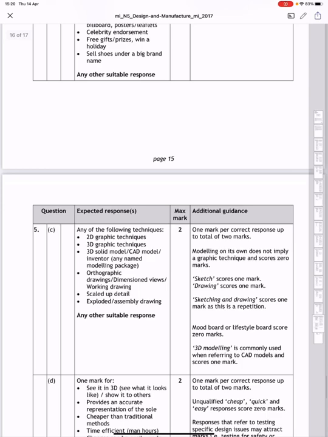So question 5, see any of the following techniques, and there you have a whole range of different techniques that could have been used in the design of these running shoes. 2D graphics, 3D graphics, CAD models, orthographic drawings. Oh, there we've got scaled drawings, exploded drawings, assembly drawings. Okay, easy 2 marks.